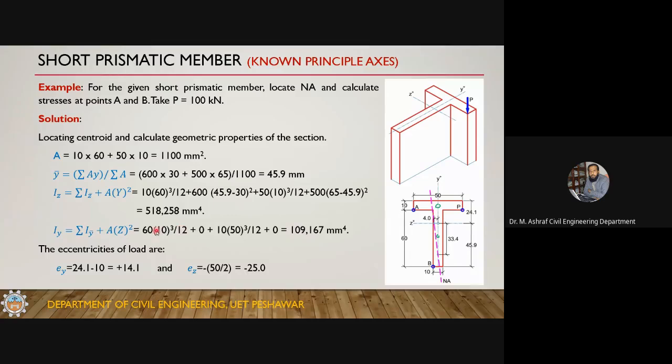So now we know the centroid and we know the geometric properties. Now the eccentricities of the load are with respect to the centroid of the composite section. If the load is P here, its EY is this one. This is 24.1 minus 10, which is 14.1, so this is plus 14.1 up here. The distance from here to here is 25, but on the negative side, so minus 25. So now we know the eccentricity of the load and the geometric properties.